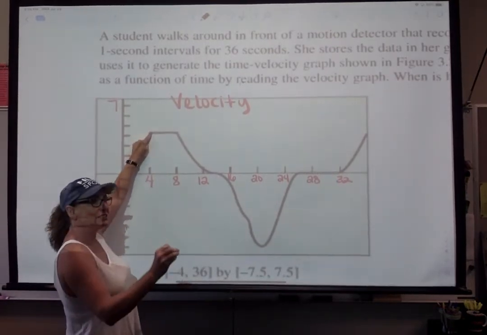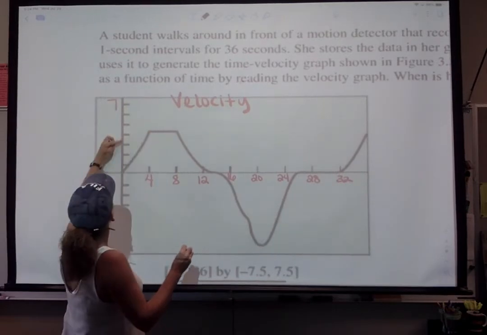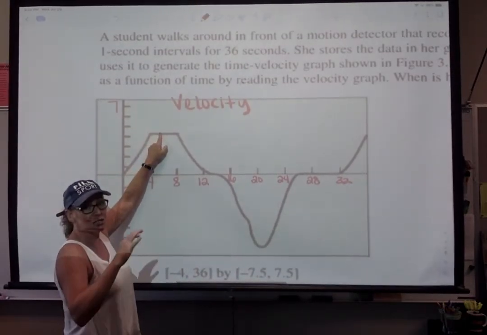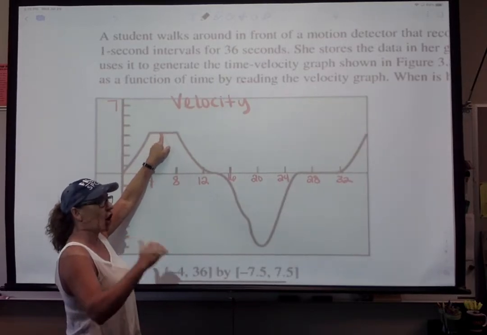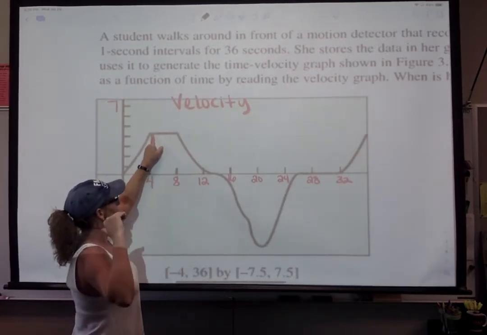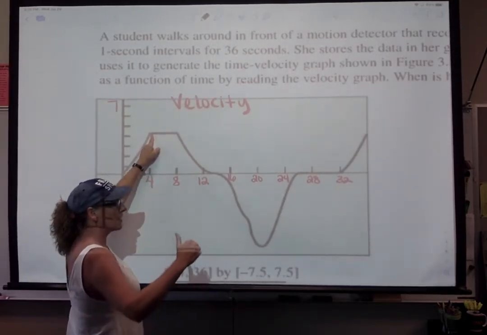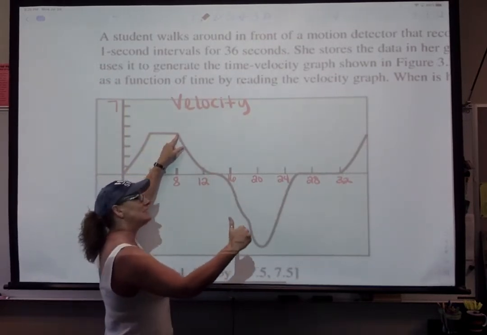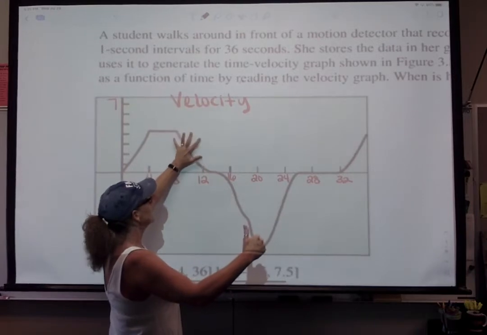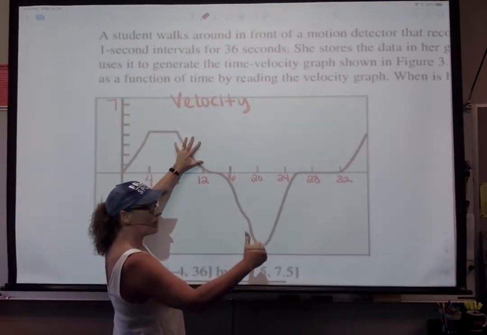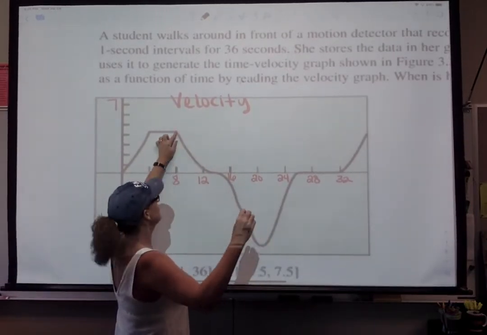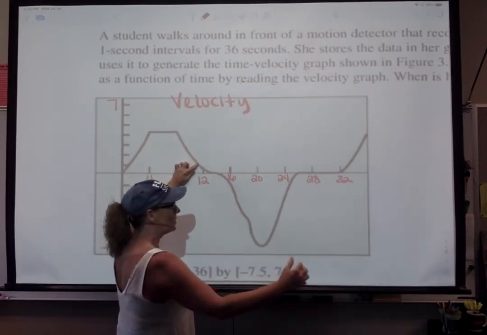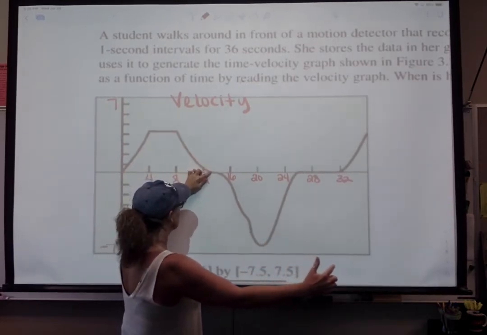Here, her velocity stays the same. Her velocity is like 4. So she's walking at a constant pace. And it's positive, so she's still going right, same speed. At 8 seconds, these velocity values are still positive. She's still going right, but she's slowing down. She's still moving to the right, she's slowing down.